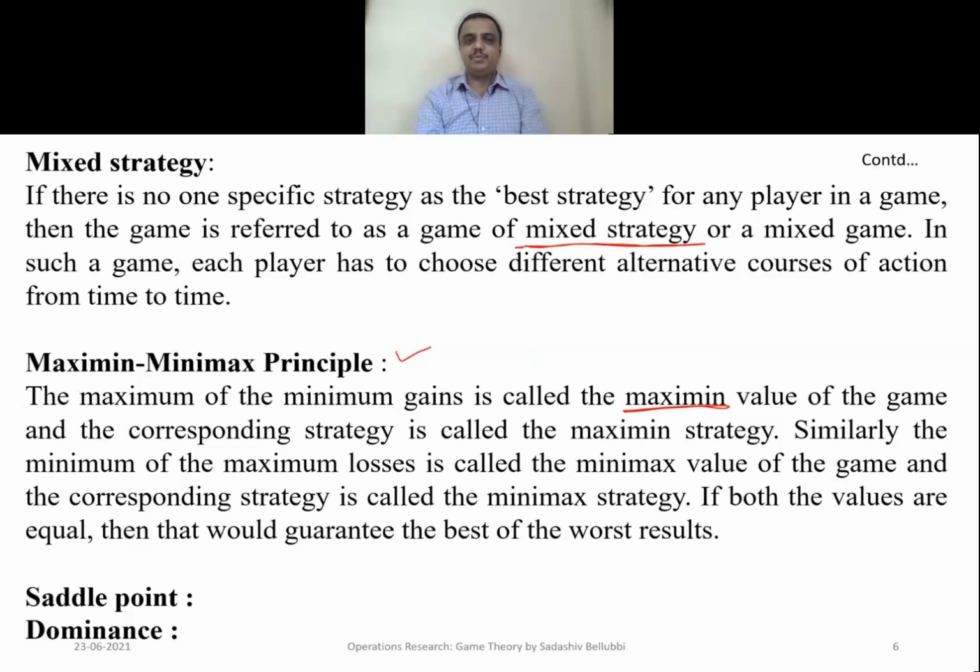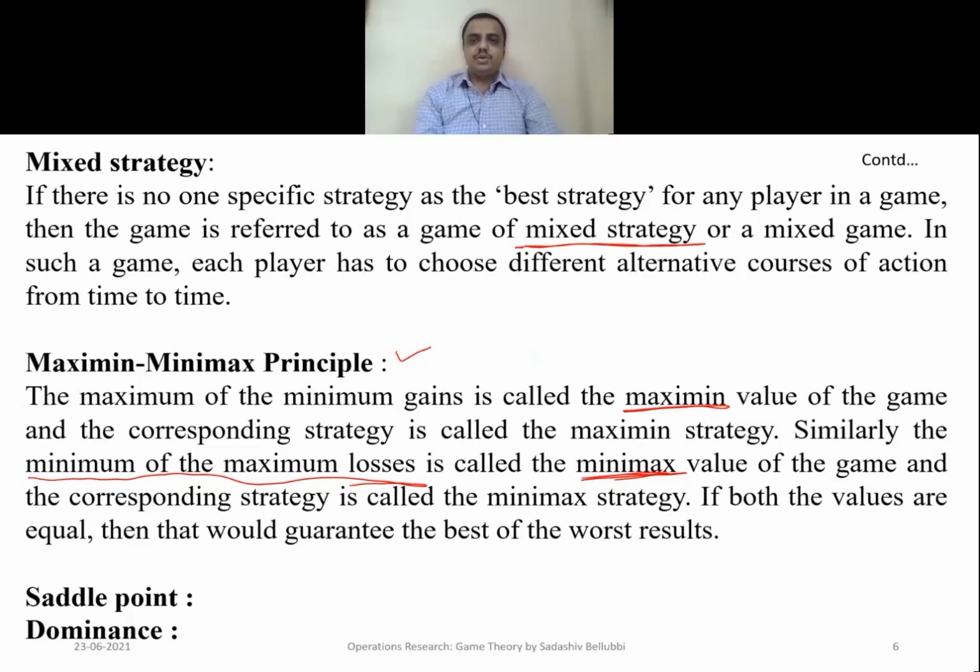At the same time, minimax is similarly the minimum of the maximum losses. If there are four to five strategies and all the strategies are under loss, then we need to identify which one is giving the most loss, and we need to minimize it. That is the minimax. Okay, in each problem we need to identify the maximin as well as the minimax value. If these two are equal, then we call that a saddle point, and that itself will be the value of the game.